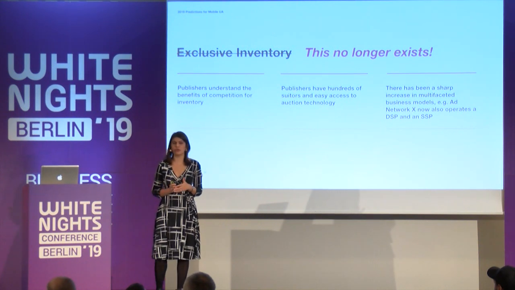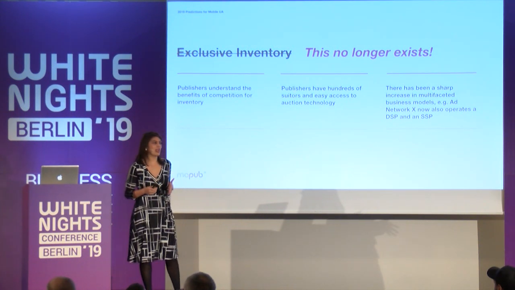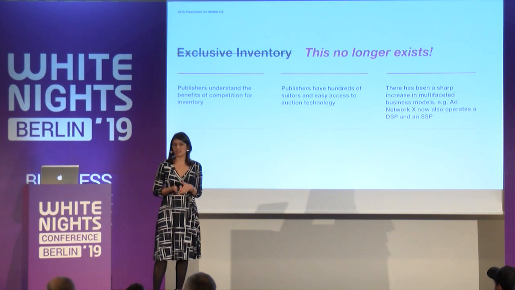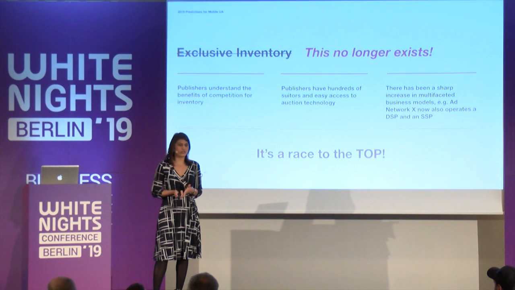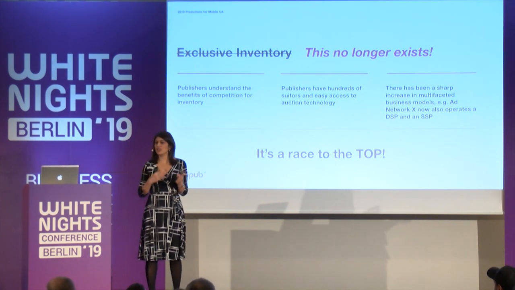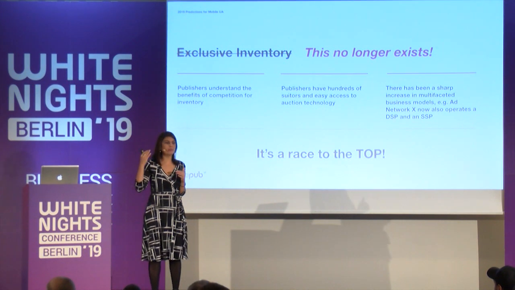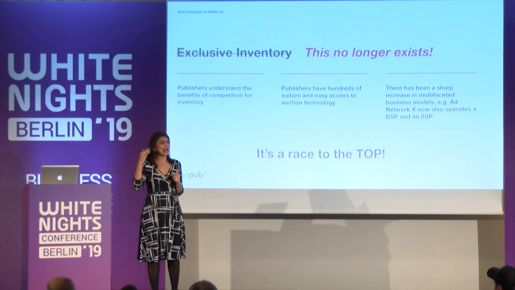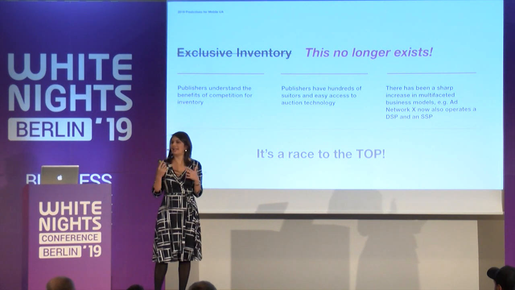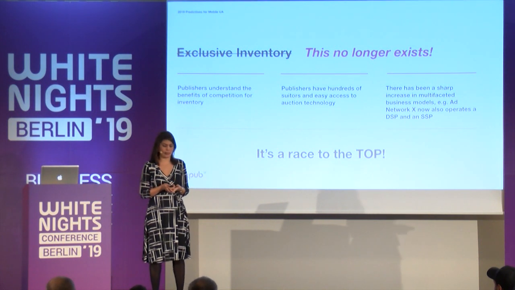What does that mean for you as a UA manager? If I'm saying that unique inventory doesn't exist, what happens next? Well, it's a race to the top, right? Every UA manager is now trying to make sure that they get a better place in the waterfall. How do I access inventory at the highest possible level? And how do I now prioritize what I'm buying?